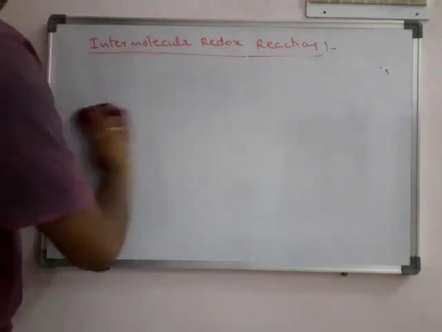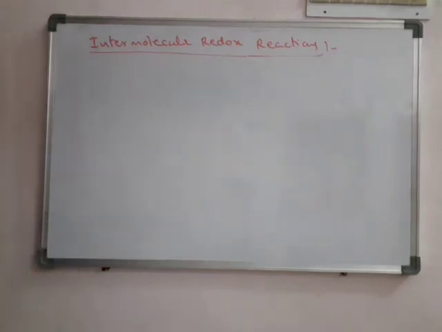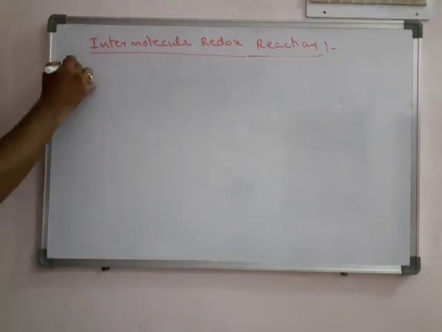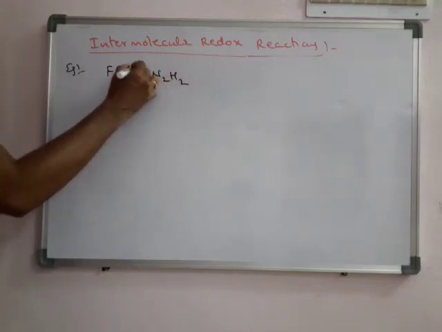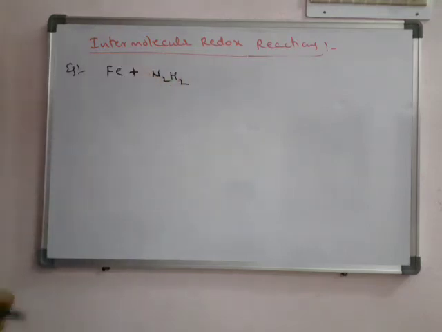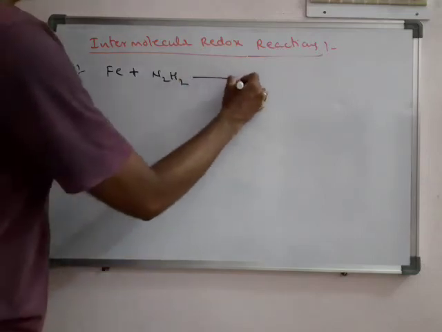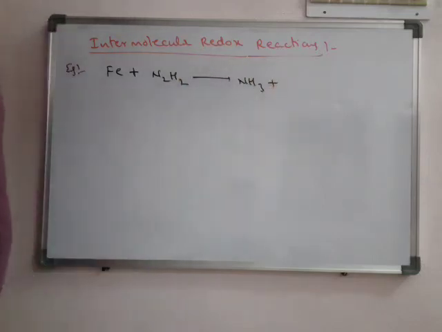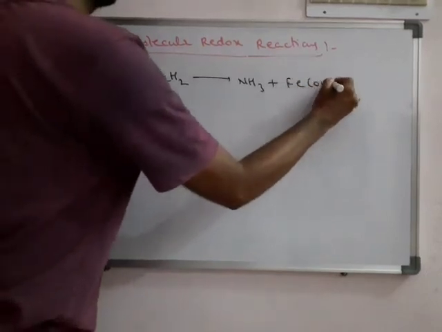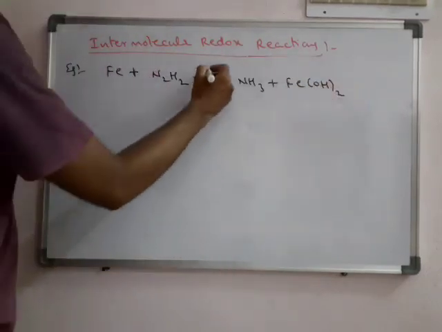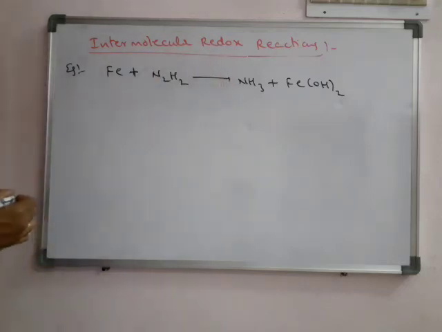So in this, any reaction type may be there. Just inter, and one more is intramolecular. So we see one more example for this. Iron compared with hydrogen, N2H4 is called hydrazine, forming ammonia, and Fe(OH)2 takes place in the presence of air. It takes place in the presence of acidic medium in the presence of air.